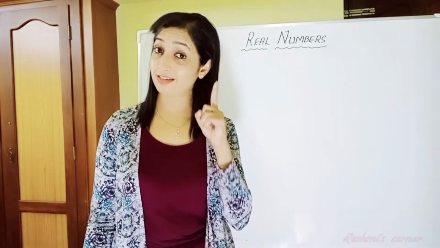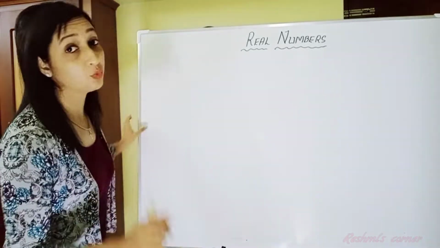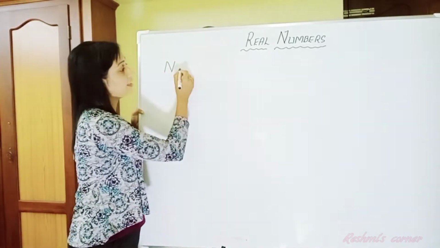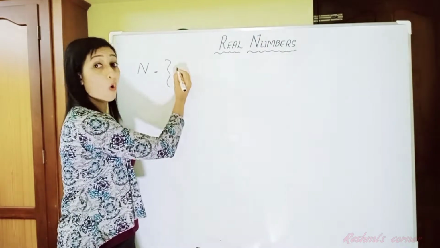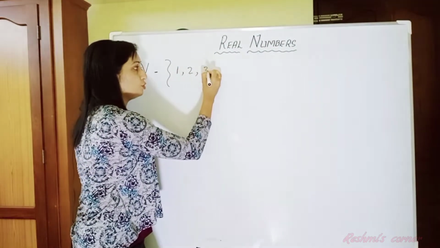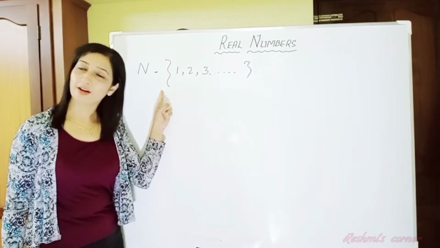Natural number is a set of all numbers starting from 1, and we denote the set of all natural numbers as N. N is equal to the set of all numbers starting from 1. So 1, 2, 3 and so on. This denotes the set of all natural numbers.